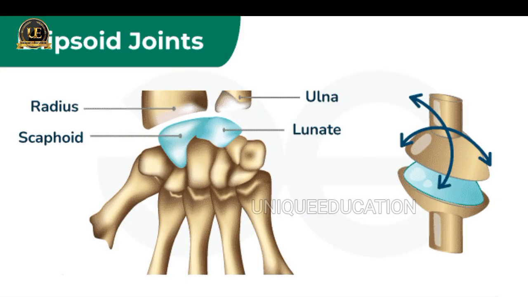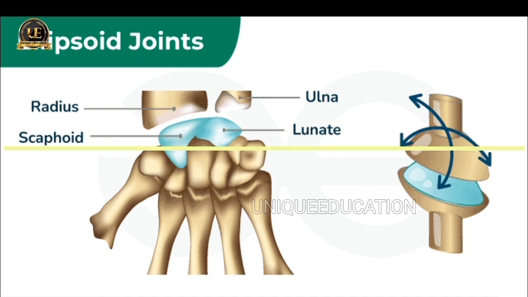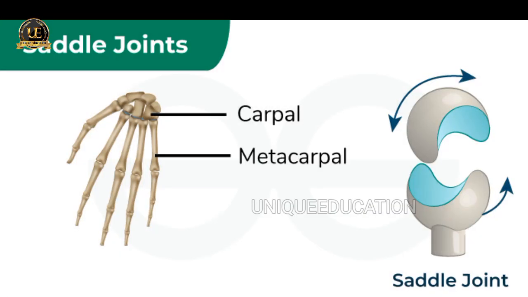Ellipsoid joints, also known as condyloid joints, are a type of synovial joint characterized by an oval-shaped articular surface that fits into a complementary oval-shaped cavity. These joints allow movement in two planes: flexion and extension, and abduction and adduction. An example of an ellipsoid joint in the human body is the radiocarpal joint in the wrist. This joint enables the wrist to move up and down as well as side to side.